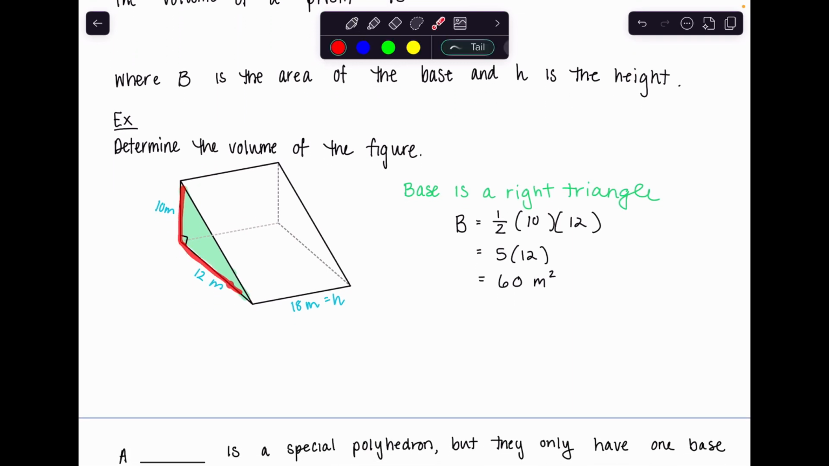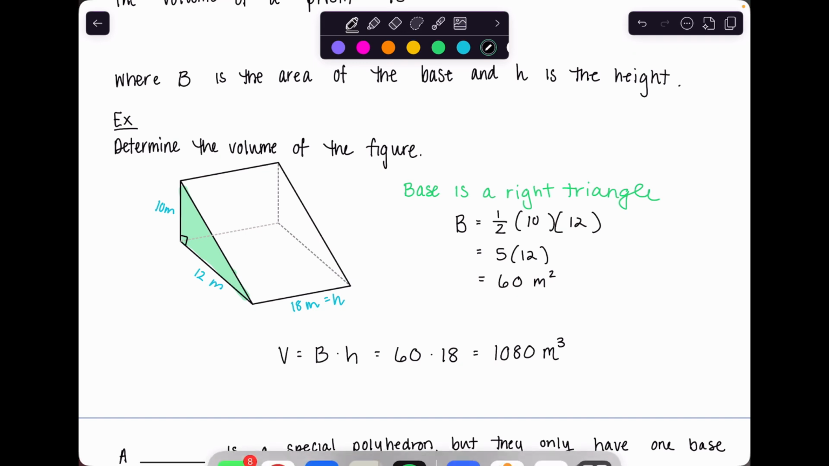So now that I know this area, all I need to do is multiply it by the height to get the volume of my wedge. So our volume is the area of the base times the height. We figured out that was 60, and the height is the distance between the top and bottom base, which is 18. So if I multiply those out, I get 1,080, and then my units on this are going to be cubed because it's a volume, so it's meters cubed, okay? So every single one of your three-dimensional prisms will follow the same kind of pattern. You might need to revert back to some of those area formulas, but it is the area of the base times the height.